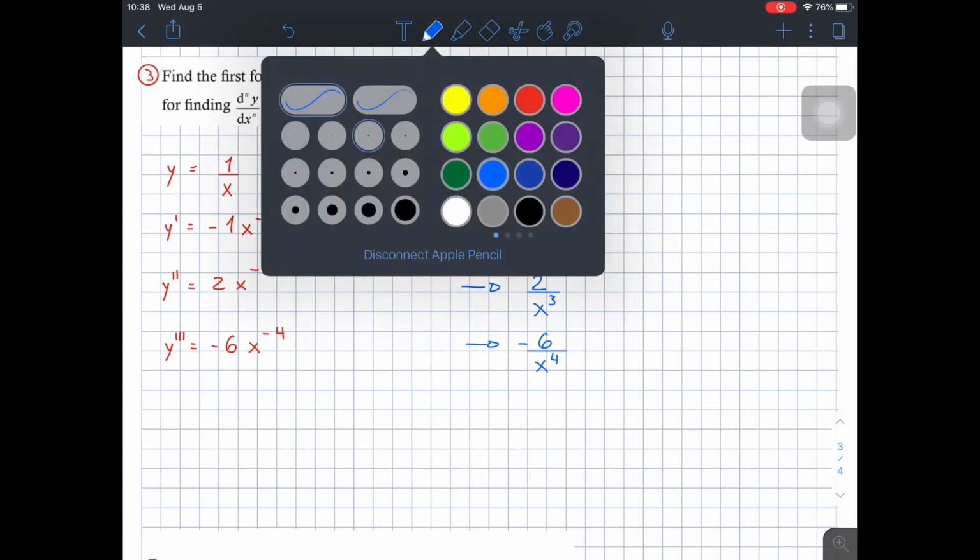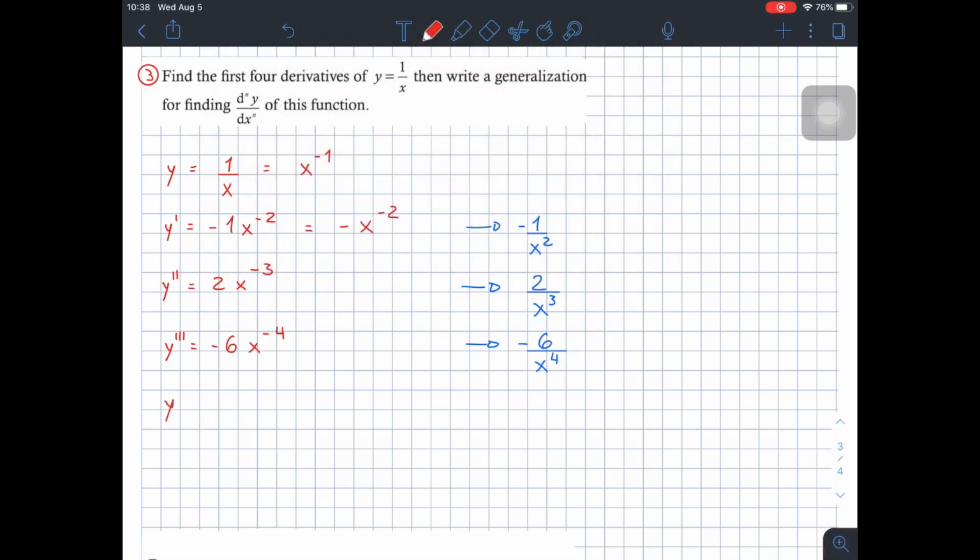And finally, if we find the fourth derivative, we're going to write it this way. This would be positive 24 x to the power of -5. So if we rewrite this in the fancy way, this is 24 over x to the 5th power. So now we need to find a generalization. So we're going to look at this and see if we can observe a pattern.